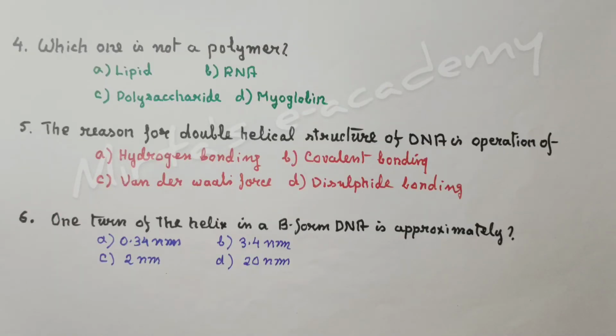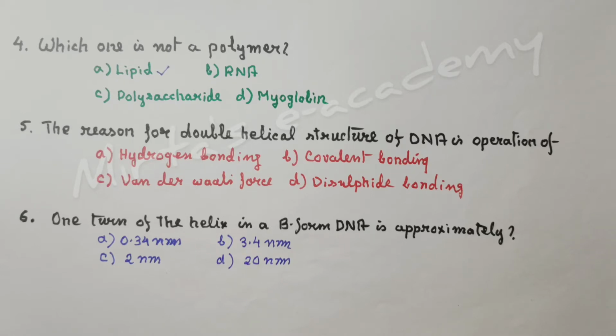Next is, which one is not a polymer? Lipid, RNA, polysaccharide or myoglobin? The answer is lipid. And why? We know RNA is ribonucleic acid, that is the polymer of nucleotides. Here the monomers are nucleotides. We know polysaccharides and myoglobin. Myoglobin stores oxygen in muscle tissues. It is a protein with long chain of amino acids.